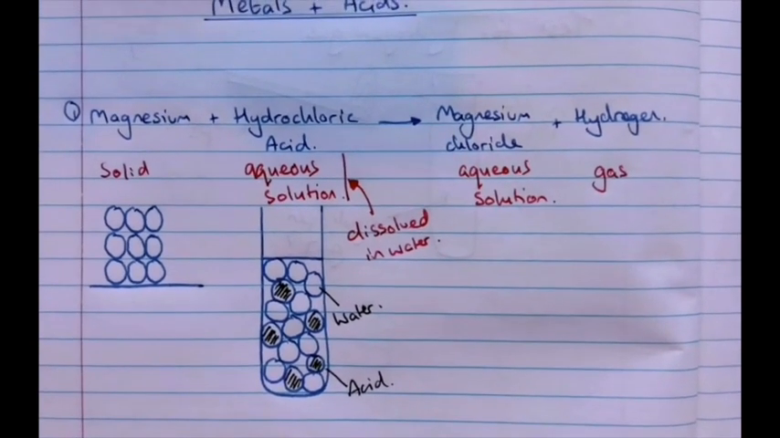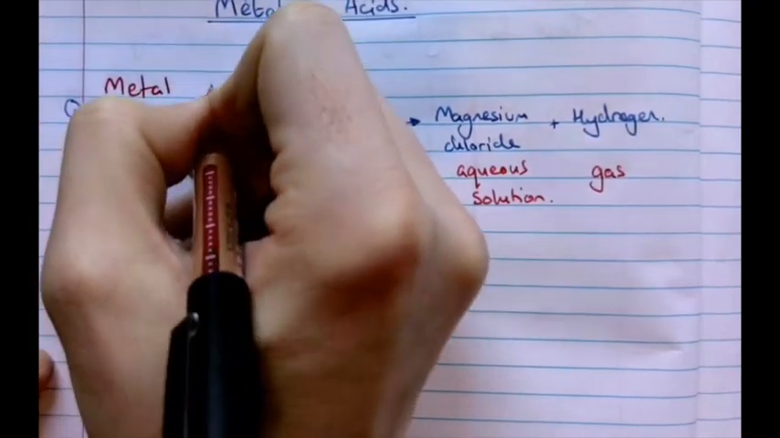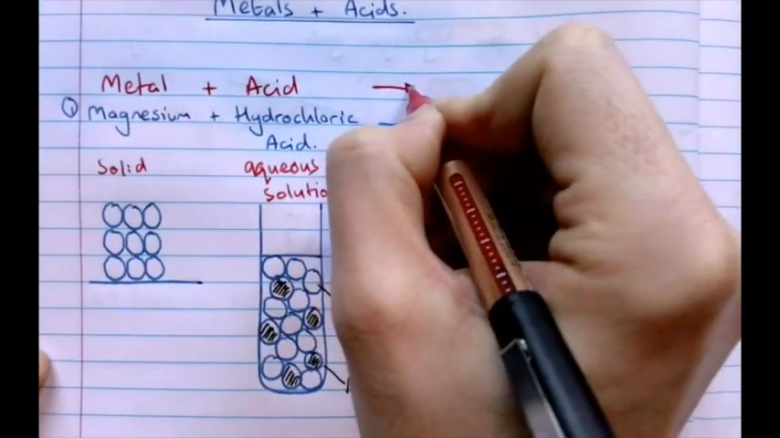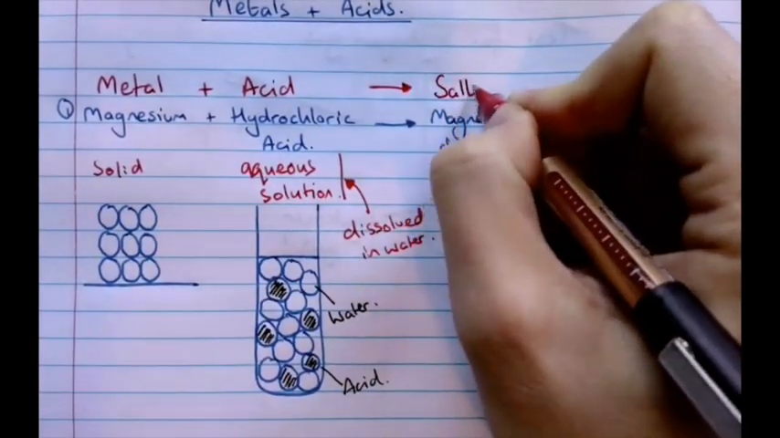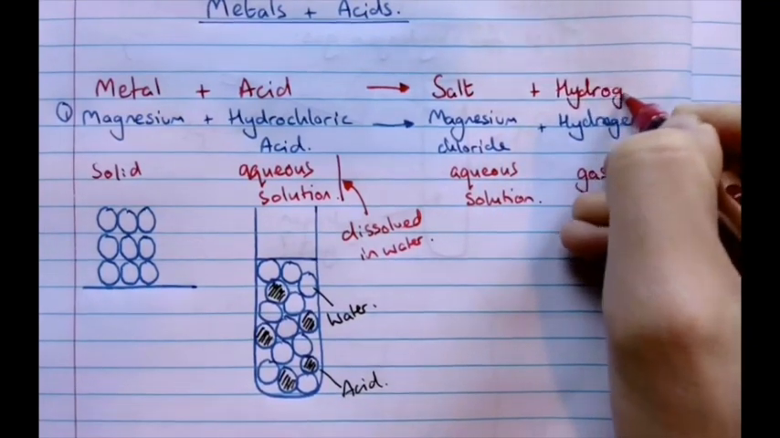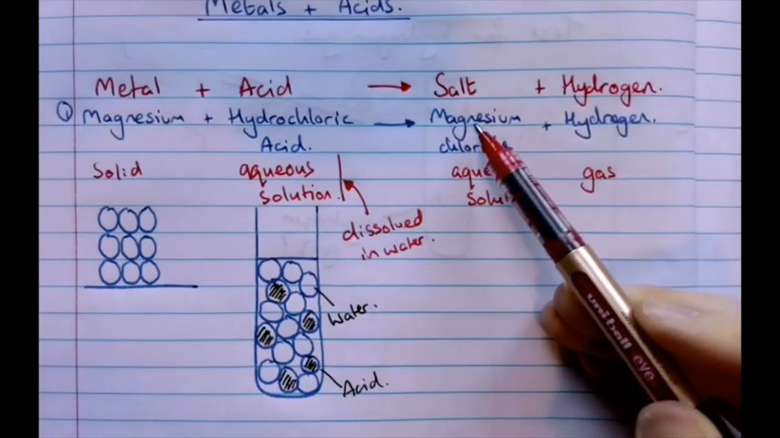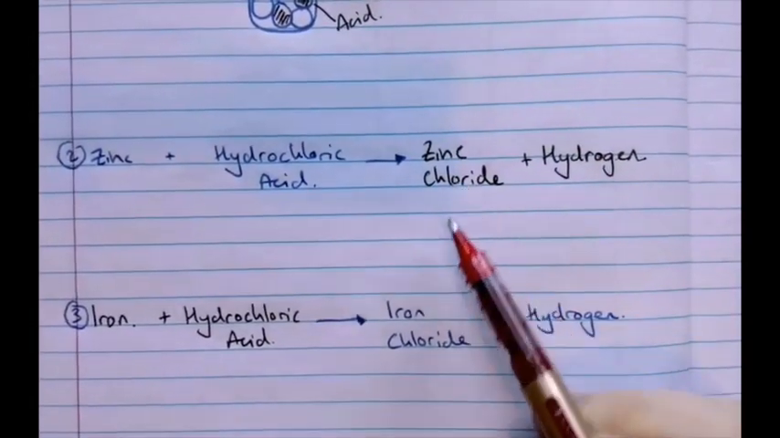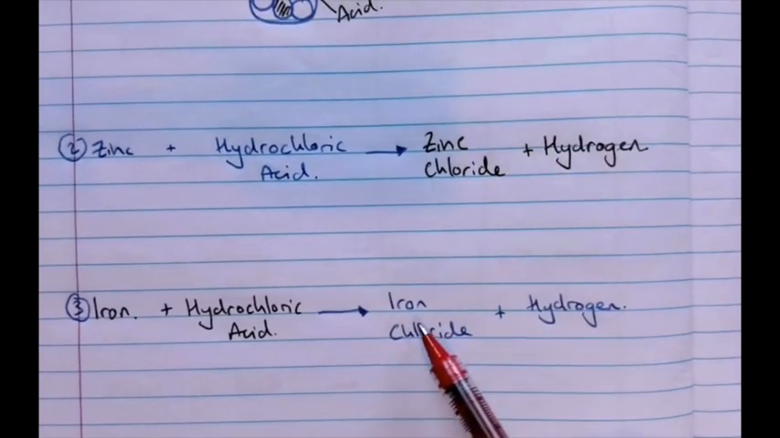Okay, so we can say here that we have metal plus acid gives us, now this thing here, I'm going to call this a salt, plus hydrogen. Okay, so these are all salts, all these compounds that I've made, magnesium chloride and zinc chloride and iron chloride, these are all known as salts, where it's a metal and a non-metal.